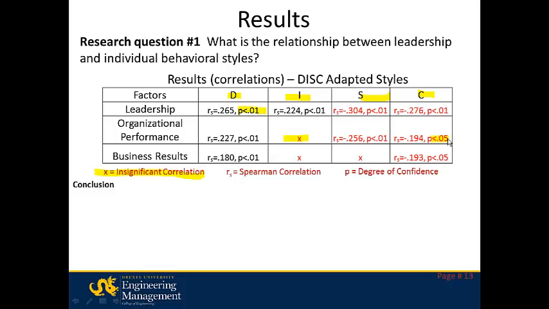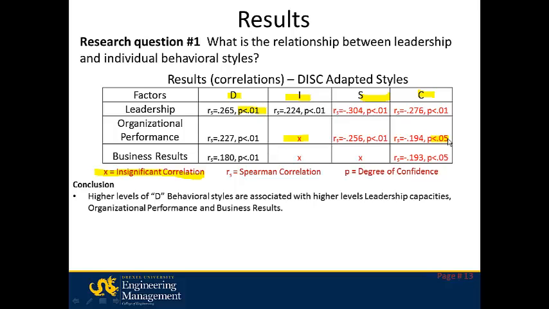These were our findings. The conclusions we drew based on this information was that the higher level of D-type behavior that you see in yourself as well as in others, these styles, D styles, remember, high task, working at a very fast pace, are associated with higher levels of leadership capacities, of organizational performance. This is building and sustaining individuals within an organization, keeping them motivated, engaged, and business results. That was the first conclusion.